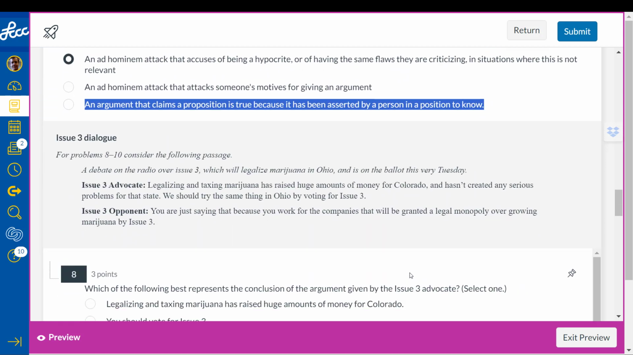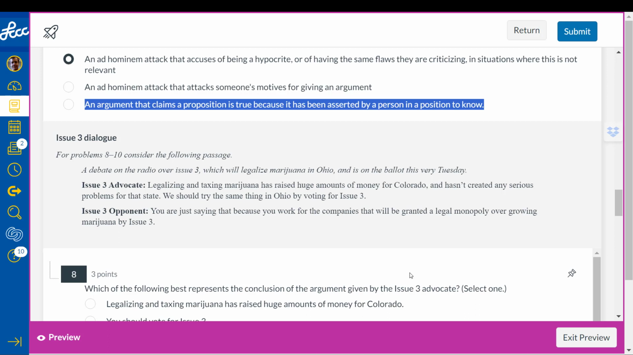The next set of 3 questions asks you to look at a dialogue. And essentially what I'm looking for here is understanding whether a person is making a legitimate critique of an argument from authority or an illegitimate ad hominem attack. So this is back when marijuana legalization was on the ballot for Issue, and it was labeled Issue 3. It's on the ballot again this November as Issue 2.